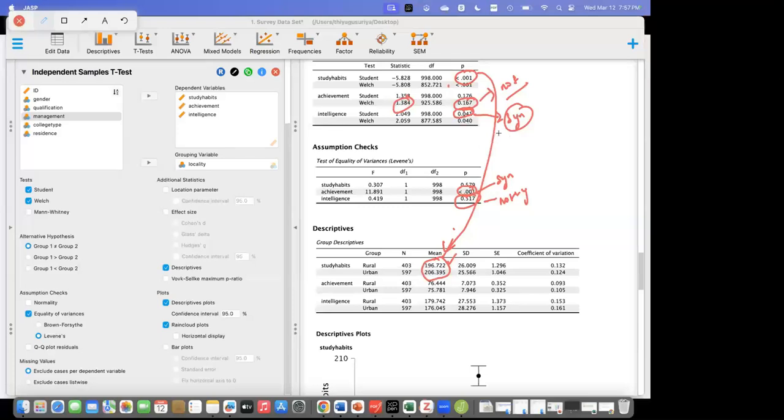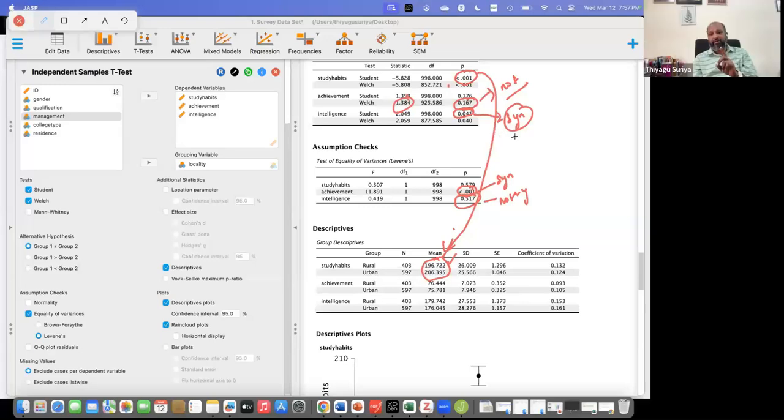Yes, it is significant at the 0.05 level only. Listen, it would not be significant at the 0.01 level. So if you're taking the 0.05 level, it is significant. And significant means what you can do? You can write this.